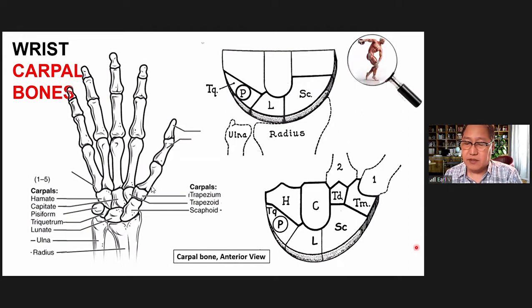And the second metacarpal is wedged and immobilized between the trapezium and trapezoid. Capitate naman para sa middle finger, the third metacarpal. While the hamate naman, you can see the concave surfaces. This is for the fourth metacarpal and fifth metacarpal.